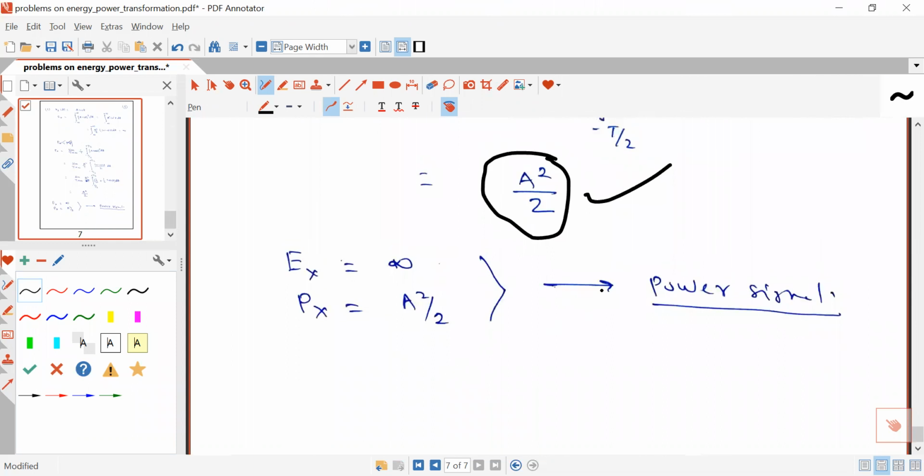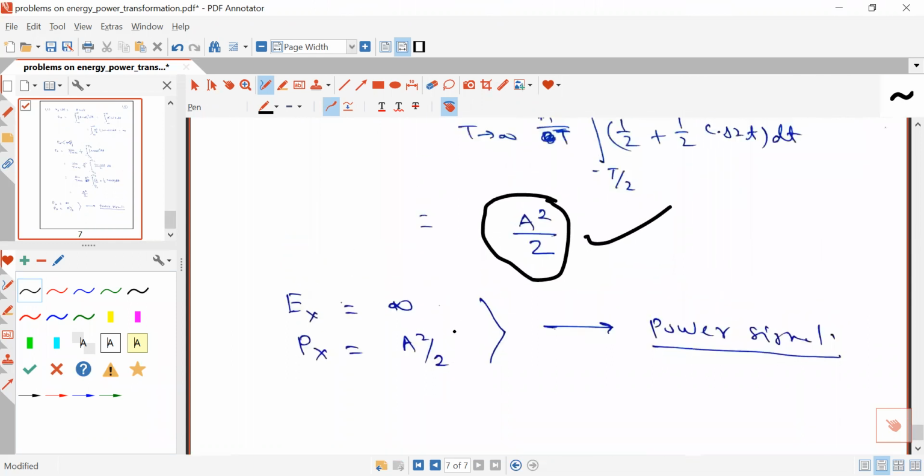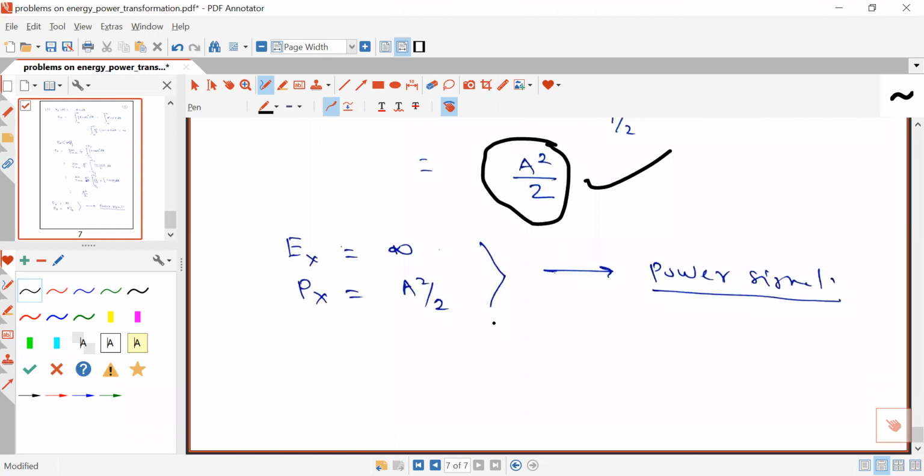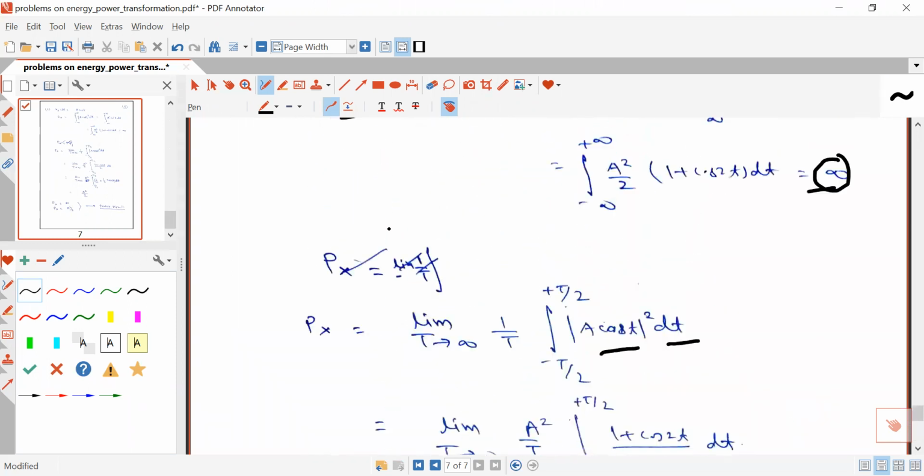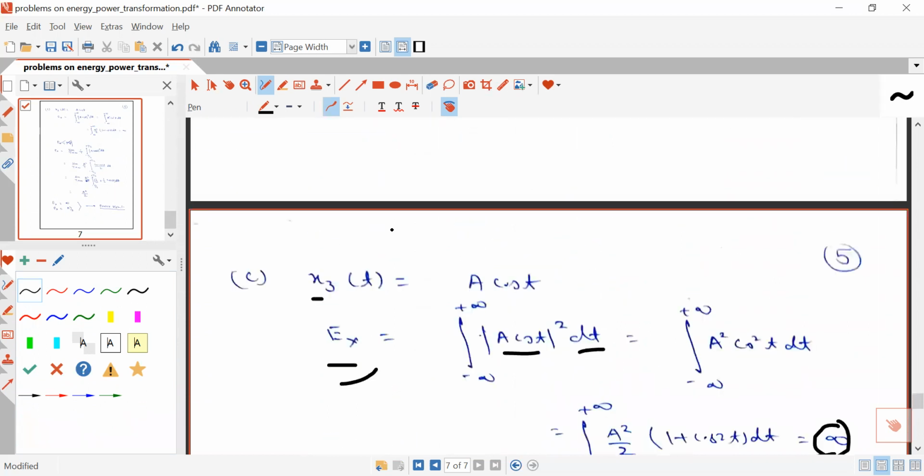Similarly, in this way you can decide whether the signal is an energy signal or a power signal. So this is all about energy and power signals. Today I have uploaded a PDF file on LMS, in which several other examples have also been discussed. So please go through that PDF file and download it from the LMS.